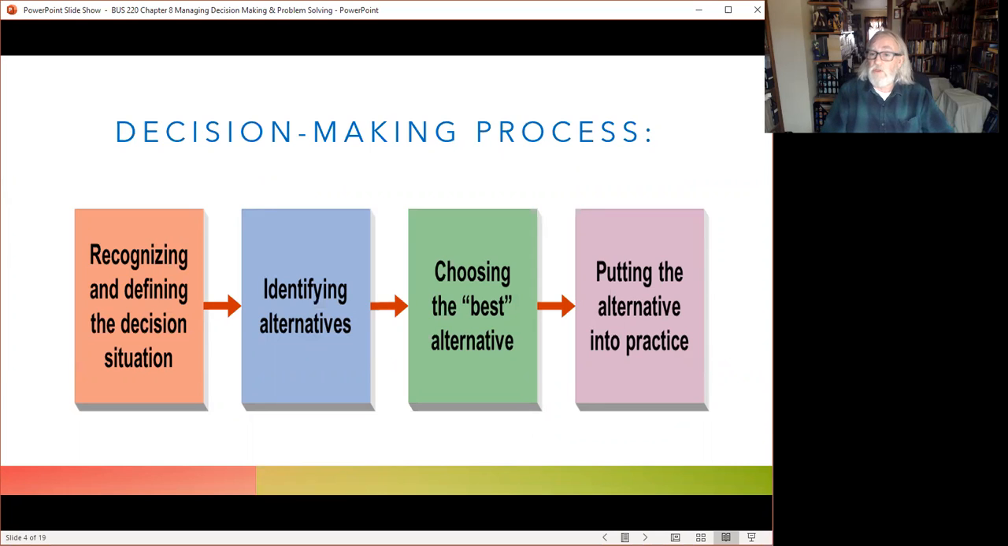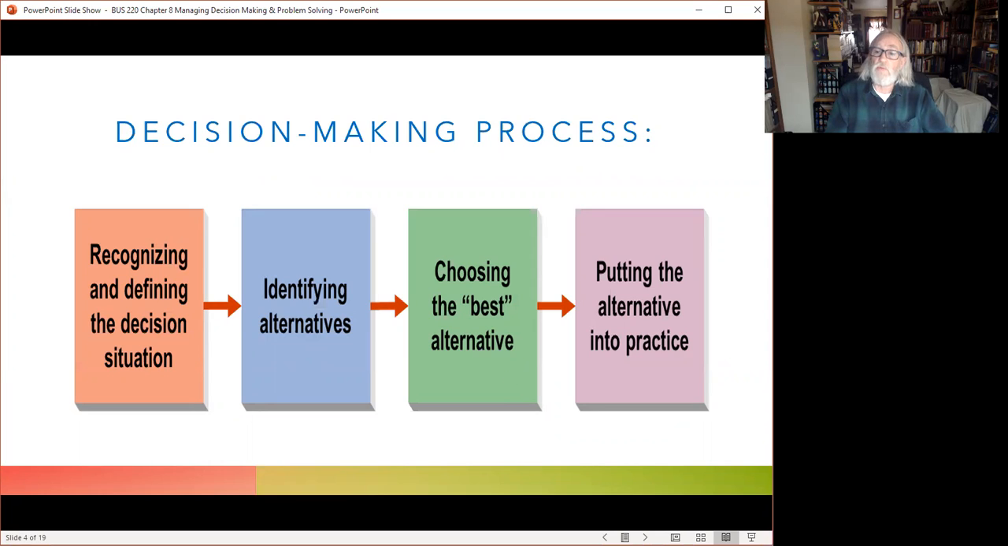We don't want to have to redo things. We don't want to waste time. That also speaks to our impatience. So we need to really make sure that we're spending as much time as it takes to identify all the possible alternatives. And then once we've done that, then we can choose the best alternative.